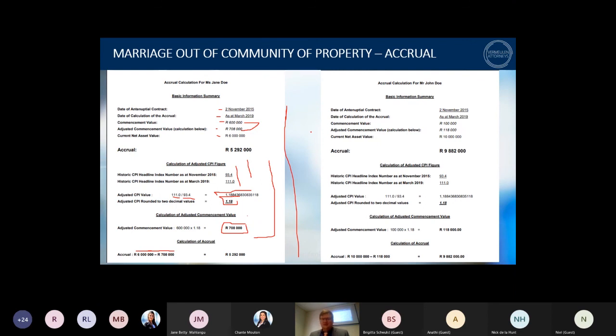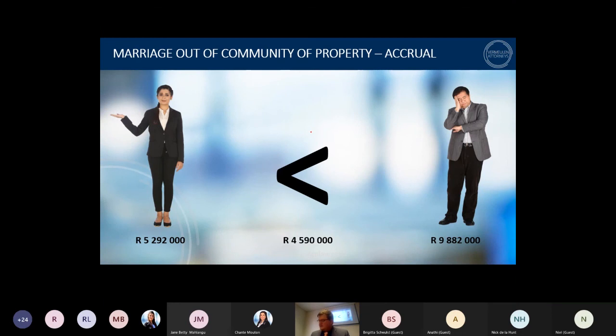It means I don't have to, but know how to do this accrual, know where to find the things. For those of you who do have Jackie Heaton's textbook on the law of divorce and dissolution of life partnerships, she has a fantastic section on accrual calculations, and use that as a reference. Okay, so in the end, after we did our calculations for John and Jane, Jane is 5.2 million, John has 9.8 million.